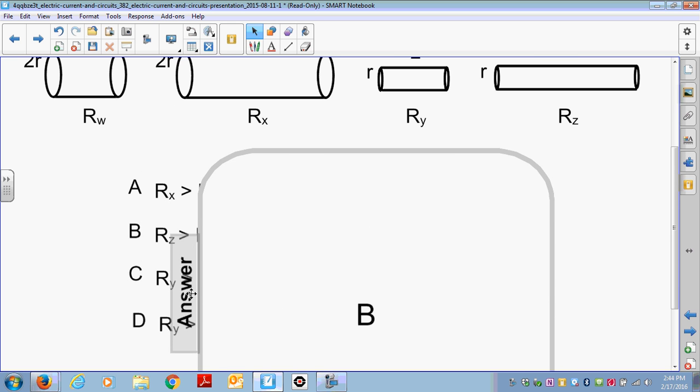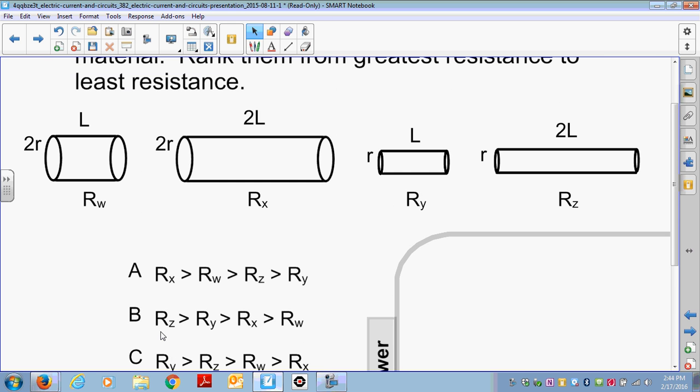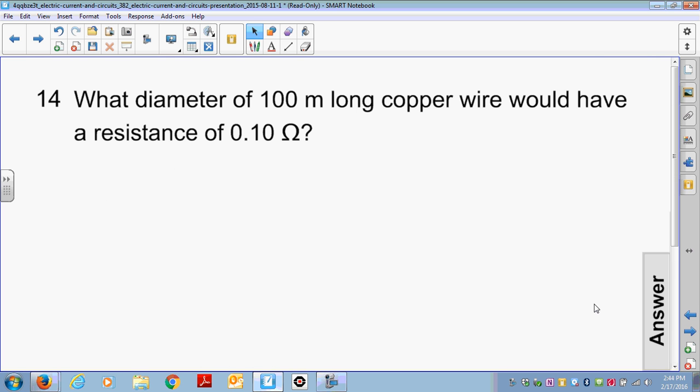You should have had the same order as B. So you should have said RZ is greater than RY, which is greater than RX, which is greater than RW. Okay, you could have also said RW is less than RX, which is less than RY, which is less than RZ. It doesn't matter which way you put it. What diameter of 100-meter long copper wire would have a resistance of 0.10 ohms? Go ahead and pause the video.